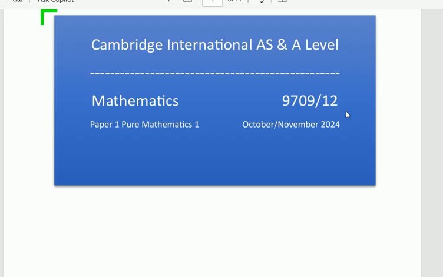Today, we shall discuss the solution for the Mathematics 9709, Paper 1, Pure Mathematics 1, Session February/March November 2024.